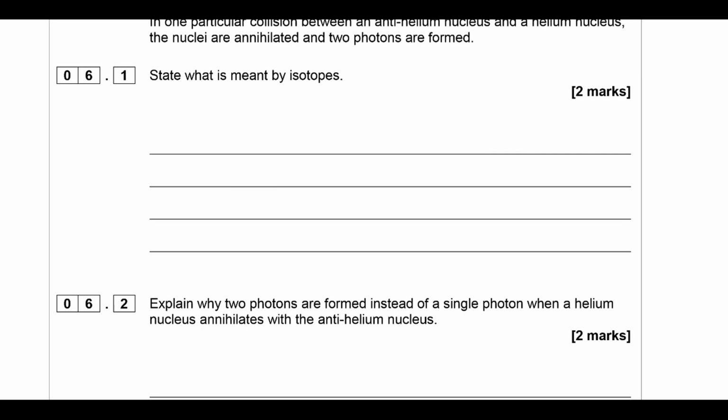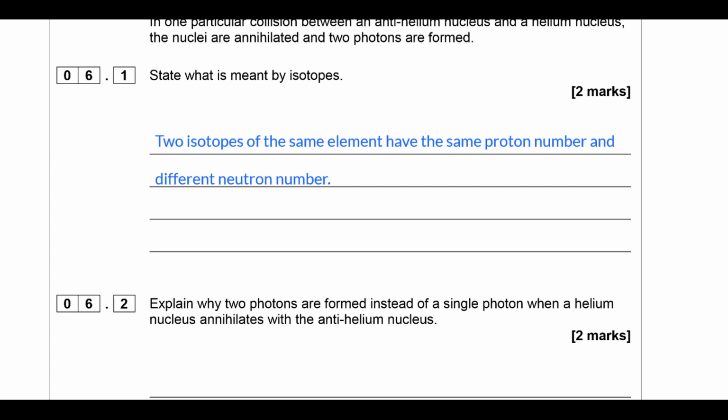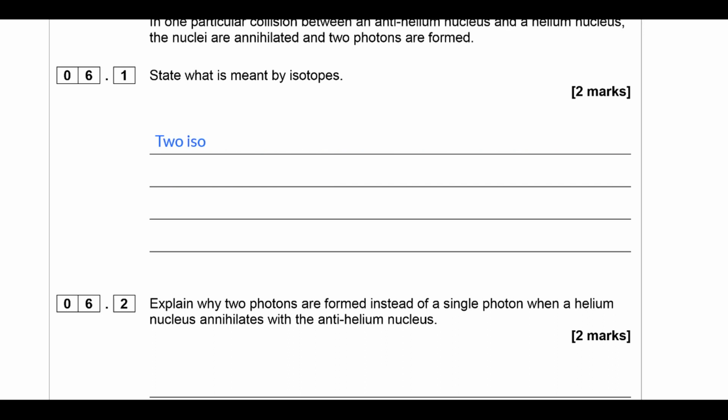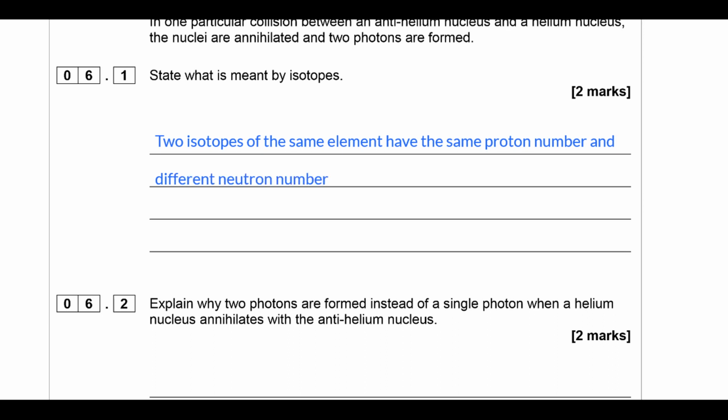So state what is meant by an isotope. Isotopes have the same proton number but different numbers of neutrons. So 2 isotopes of the same element have the same proton number and different neutron number. So that's the 2 parts to give you the 2 marks for this question there.